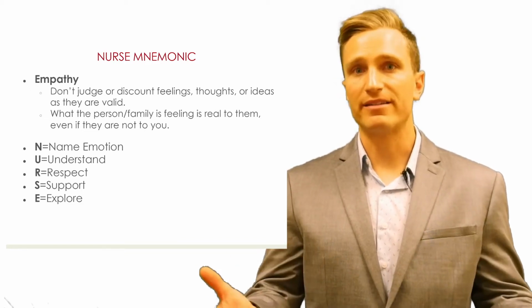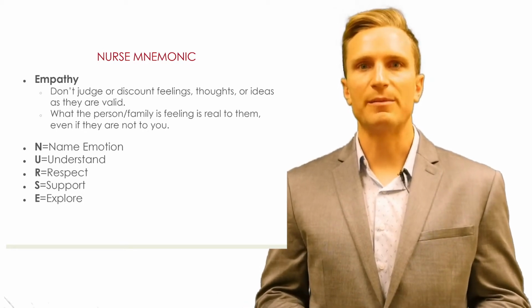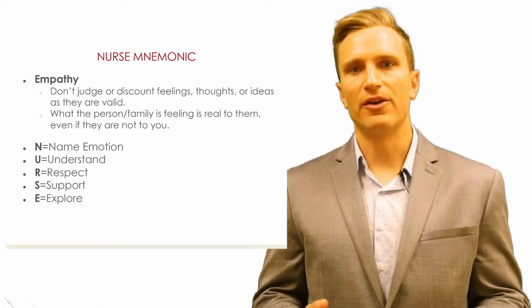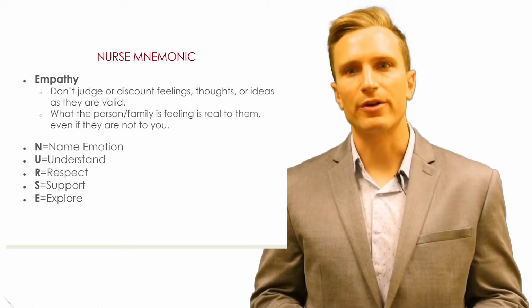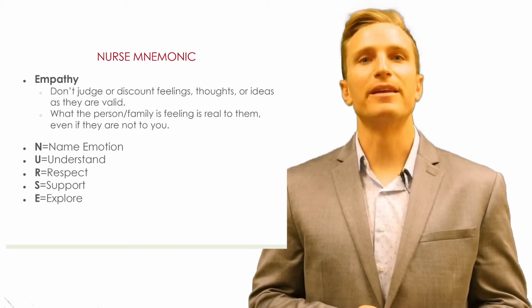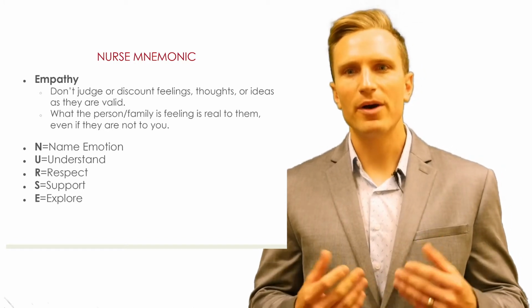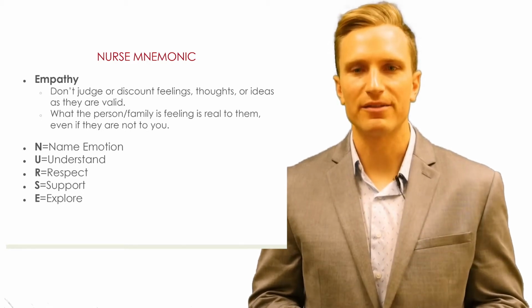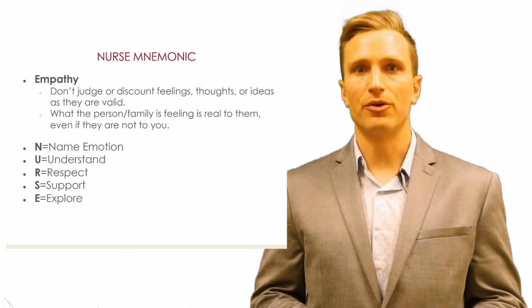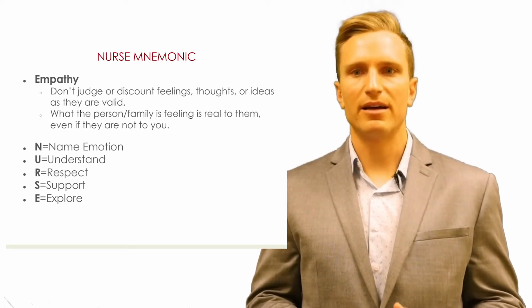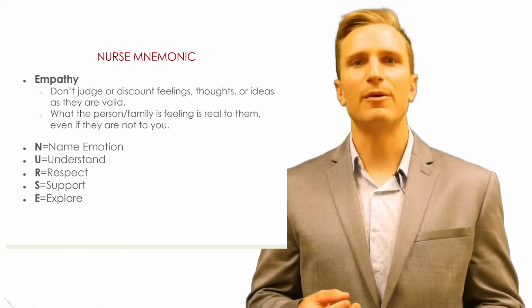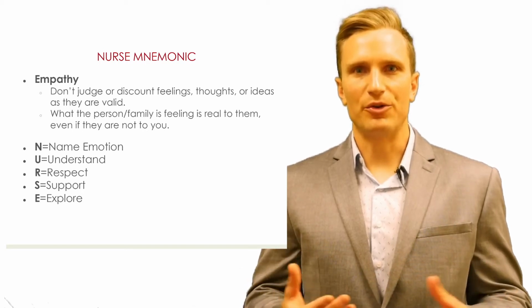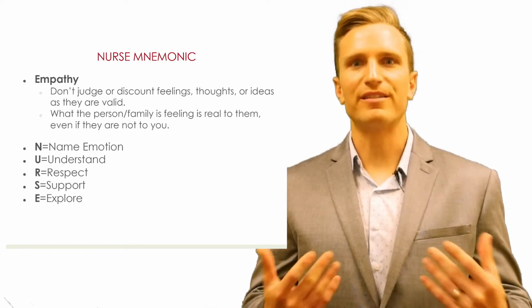Let's say the family said something like, "It's so hard to see my father go through this process." For N, naming the emotion, the nurse could state something like, "You sound frustrated," or "I understand this has been difficult for you." To show understanding, the RN can say something like, "I can only imagine how hard this is for you." If the RN wanted to show respect, they can say respectful statements like, "I respect how much you've done for your family," or "You can really tell you love each other a lot, and I respect that."